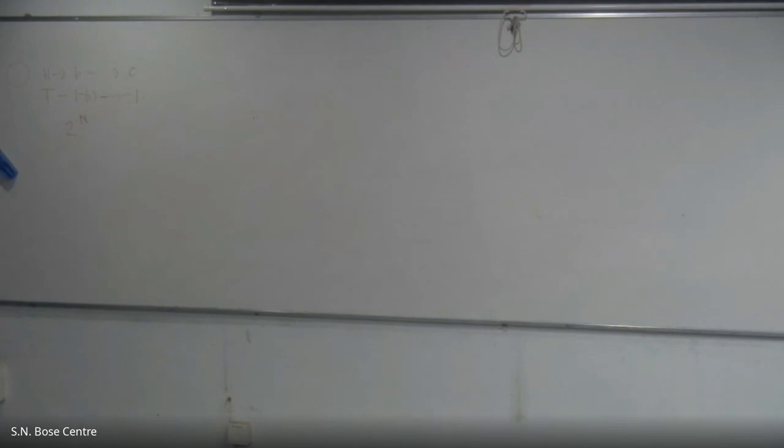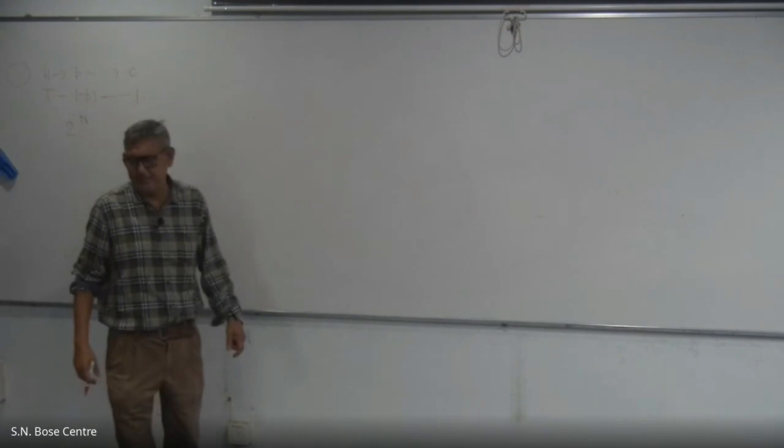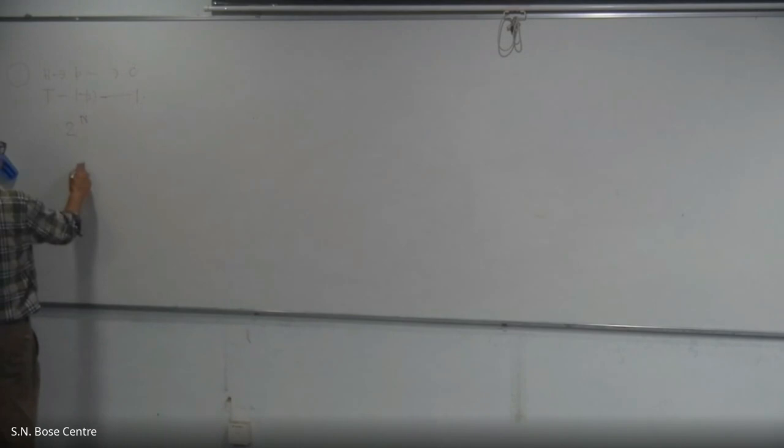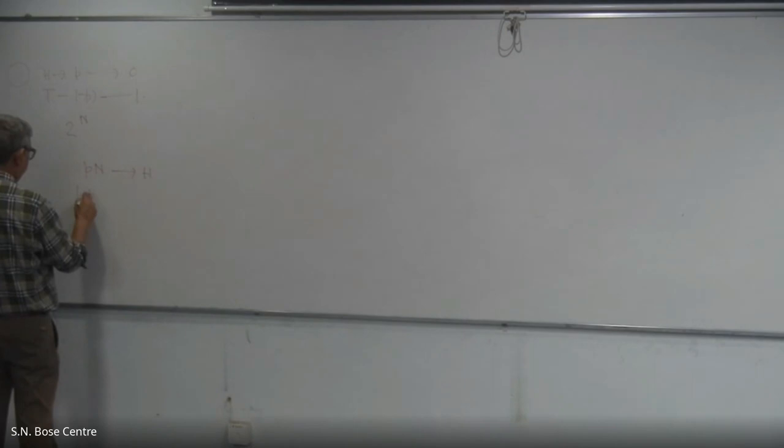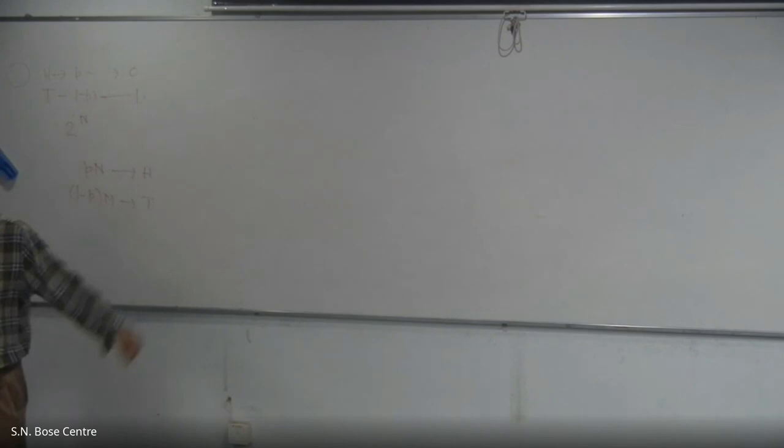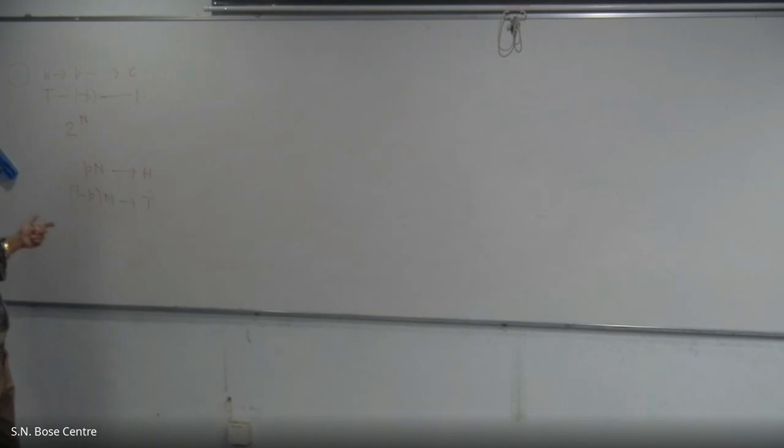That means, in this particular case, which is very long, maybe 1 lakh tosses, only those sequences will occur where there are p times n heads and (1 minus p) times n tails. The sequence length is n, but mostly only those sequences appear, where the number of heads is pn and the number of tails is (1 minus p) n. And this is called a typical sequence.